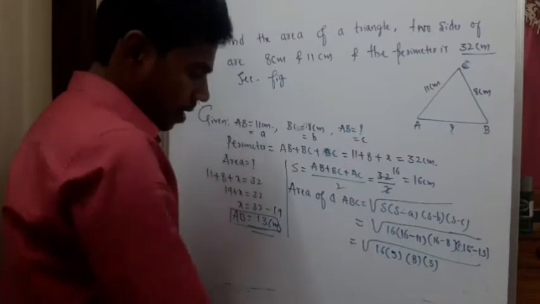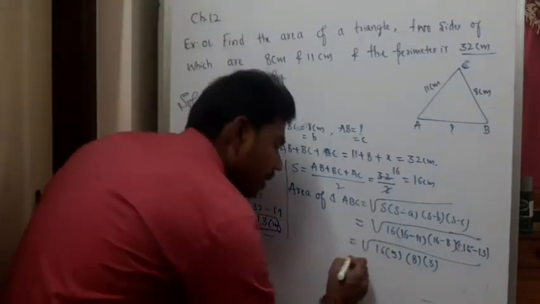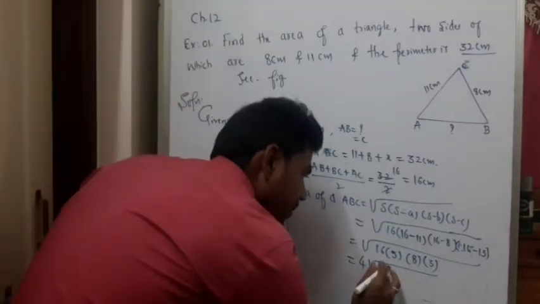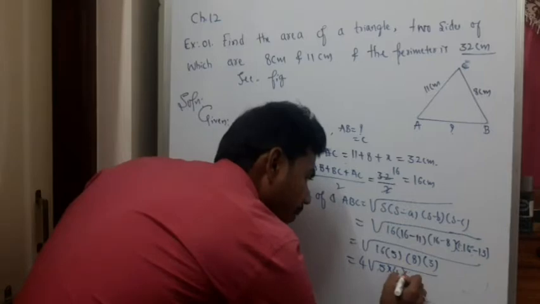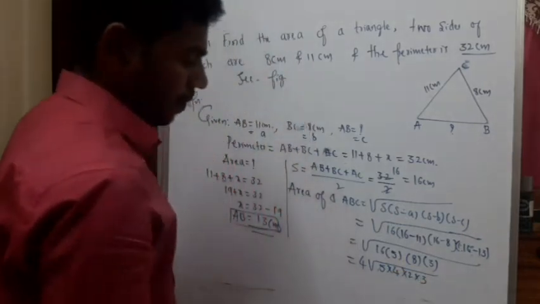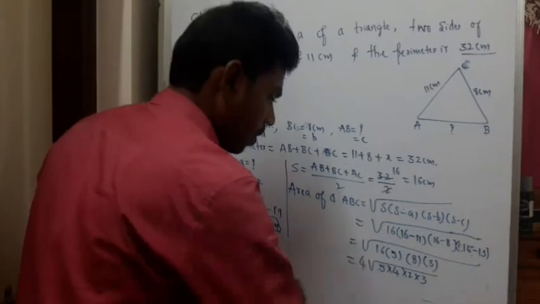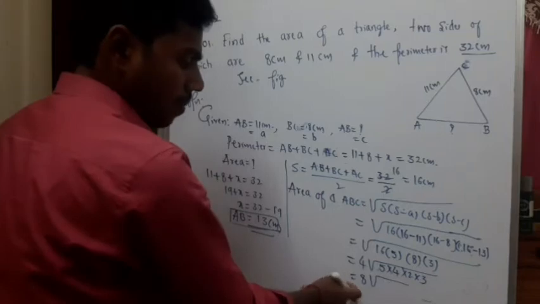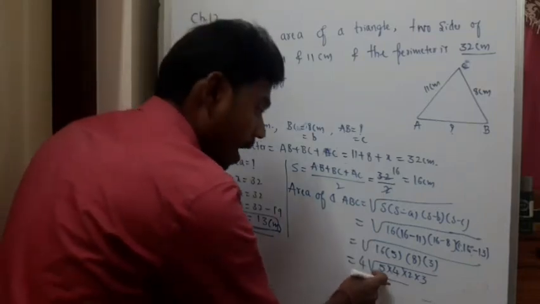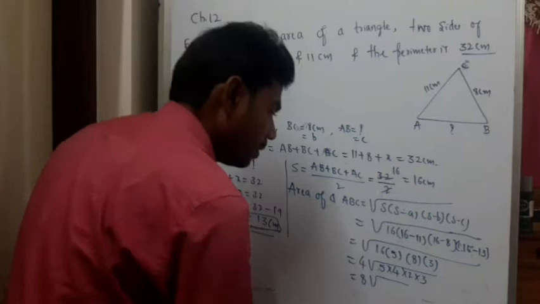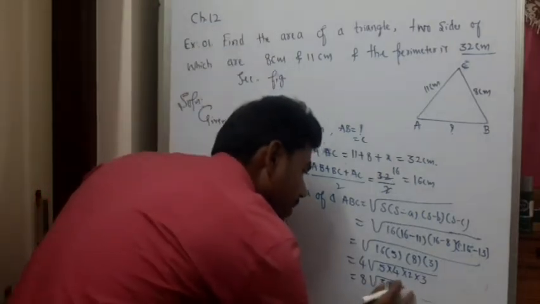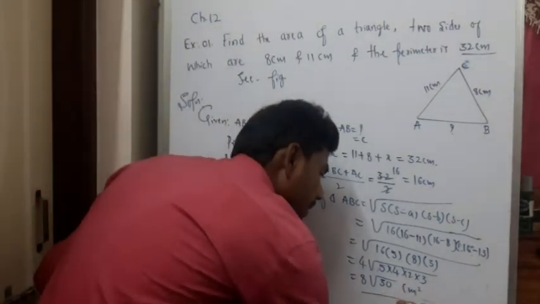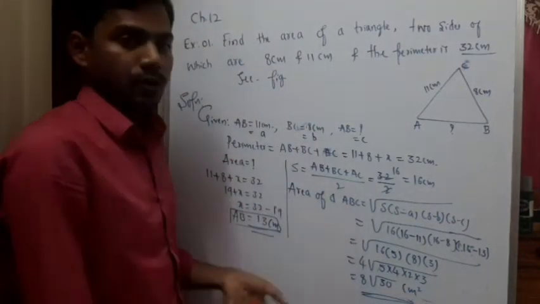Fine. Now this 16, if I take out, that would be 4 into 4. What is this? 5. I can split the 8 as 4 into 2, into 3. So if I take this 4 out, and this 4 if I take out, 2 will come out, so 4 into 2 is 8. So 5 into 2 into 3, 10 into 3, 30. So 8 root 30 centimeter square. This is the area of the triangle. So please note this down.